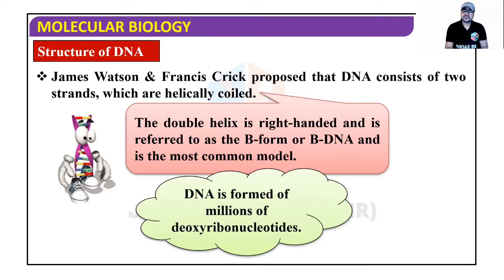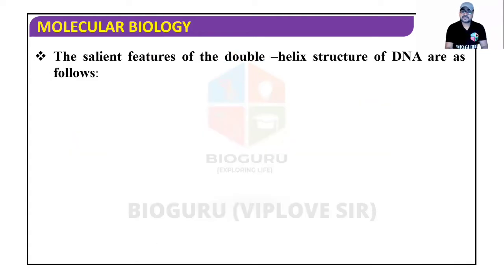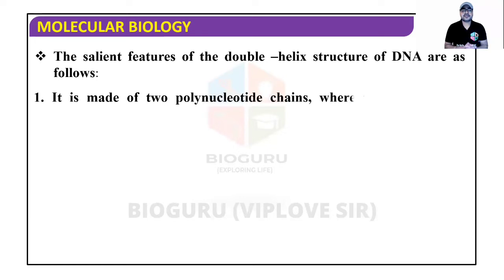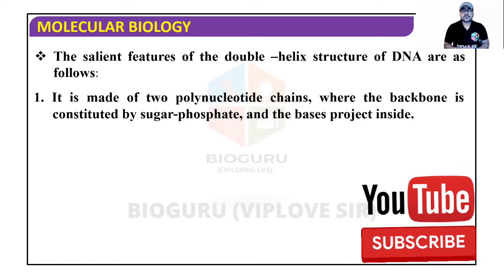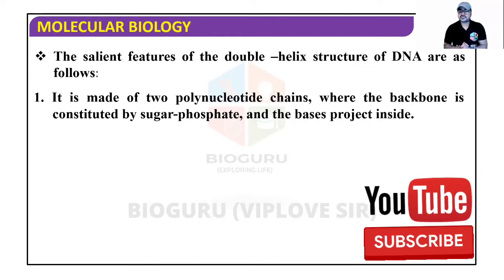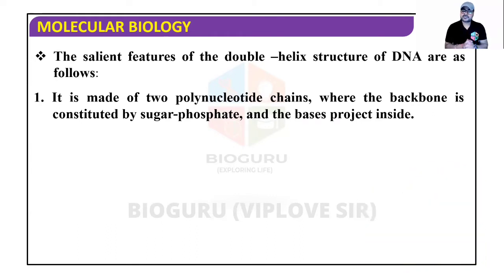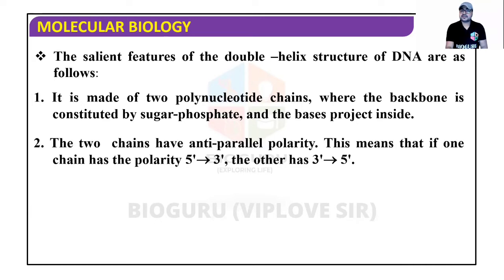DNA is formed of millions of deoxyribonucleotides. The salient features of the double helix structure of DNA are as follows. It is made up of two polynucleotide chains where the backbone is constituted by sugar-phosphate and the bases project inside. There is a backbone of sugar-phosphate, sugar-phosphate, sugar-phosphate, and the bases are projected inside. And the two chains have anti-parallel polarity.